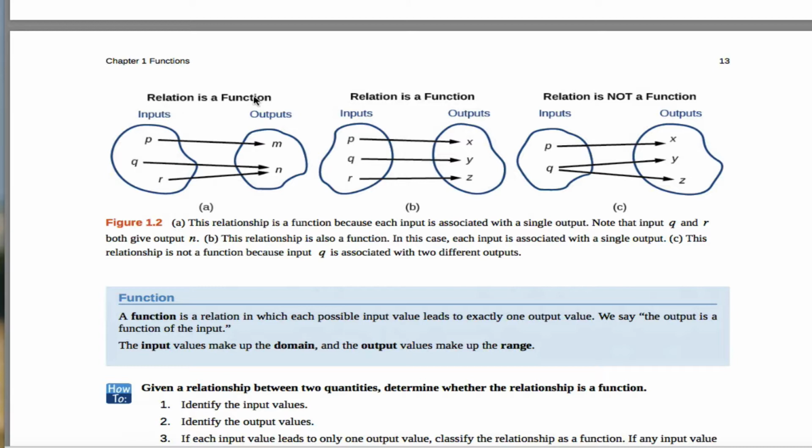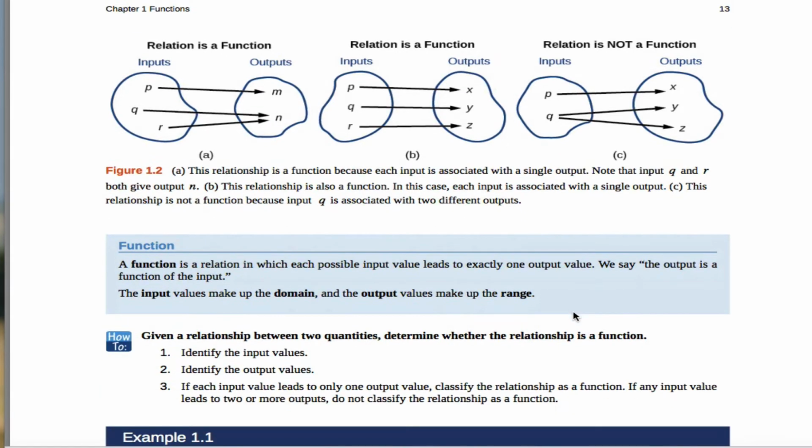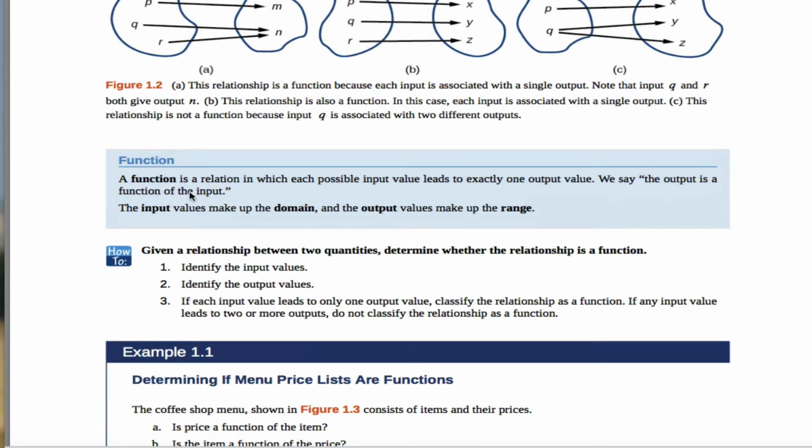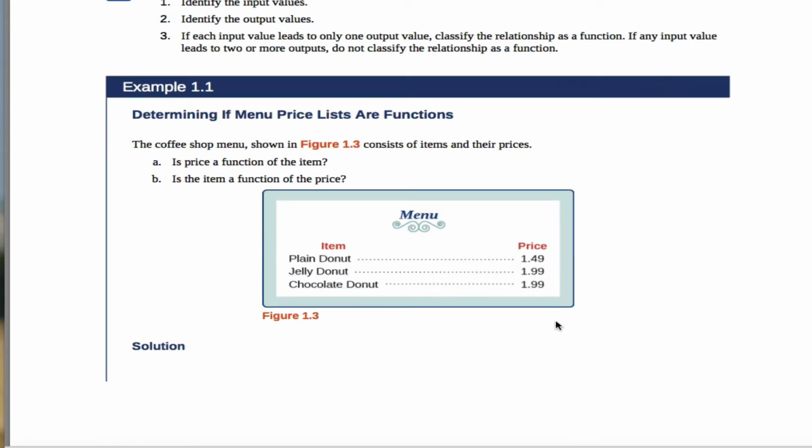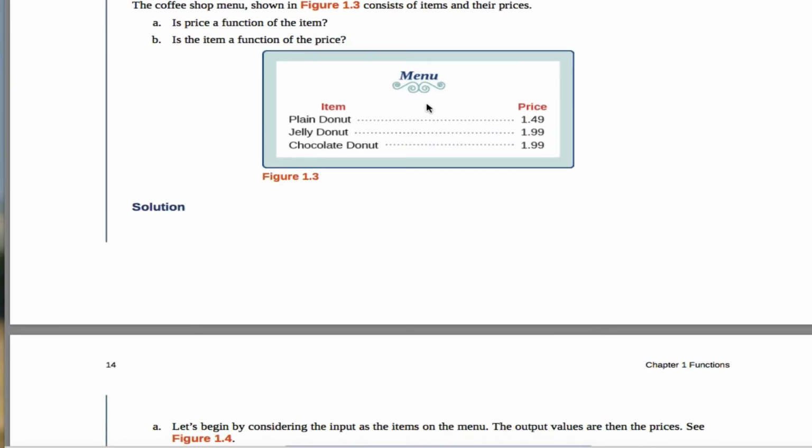And what they're saying up here is this relation is a function because any of its inputs have exactly one output. Note that the inputs Q and R have the exact same output, N. That's okay. That doesn't mean it's not a function. That just means it's not one-to-one. But over here, this is not a function because one input has more than one output. So they get you through this definition of a function, which is a little bit more concrete and precise than mine. They give you some abstract examples like the cost of donuts on a menu could be functions.